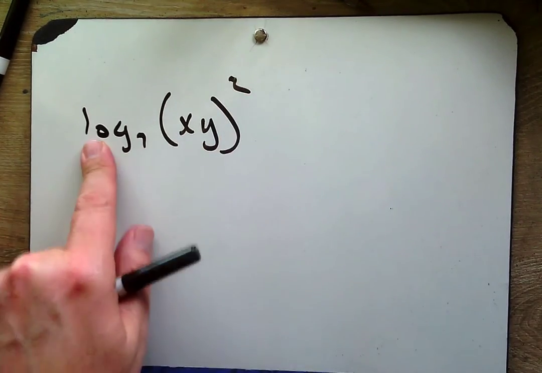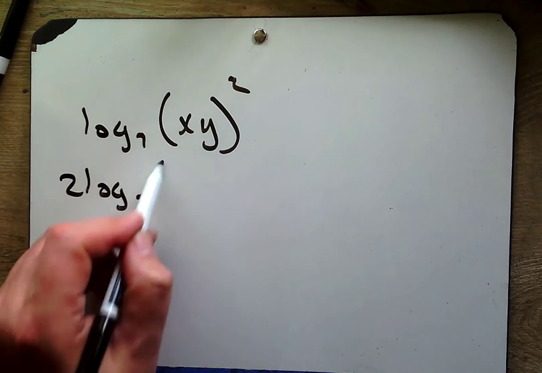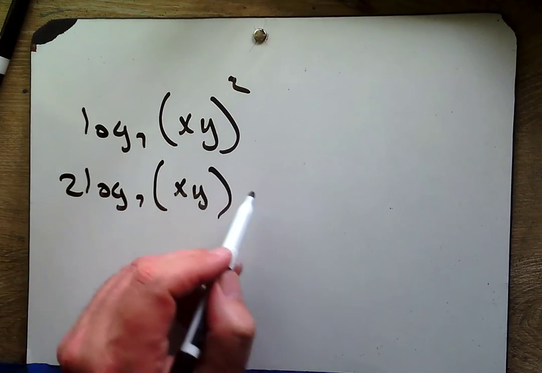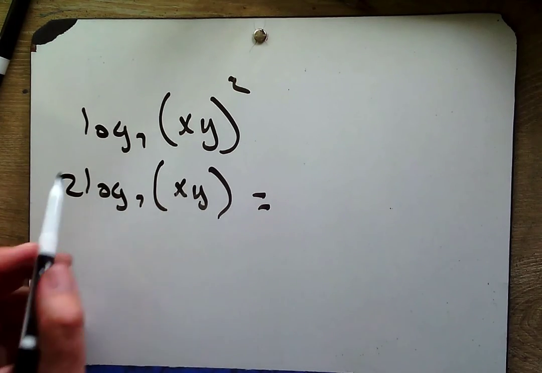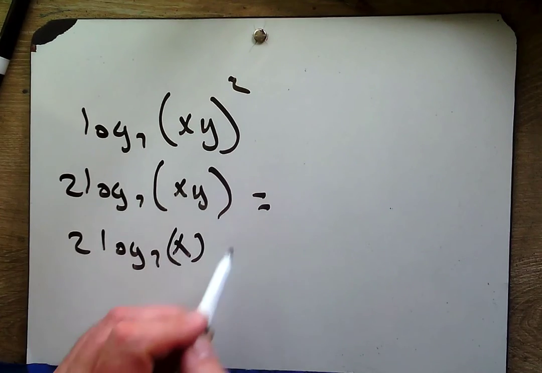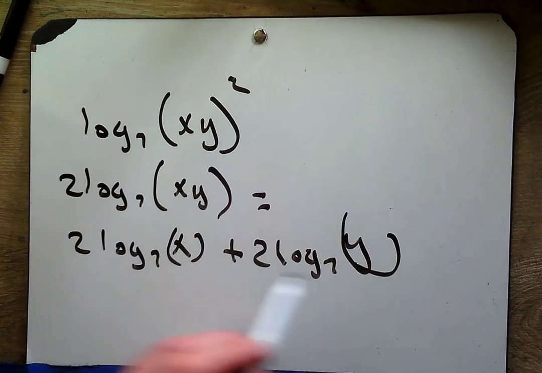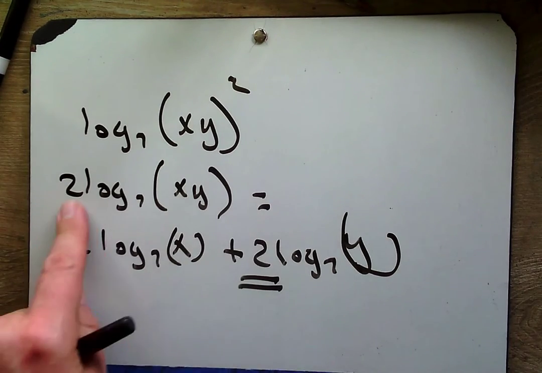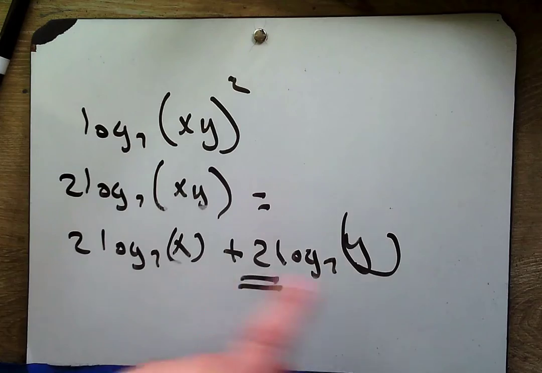In the presence of a log, I can pull that down to log base 7 xy. But wait a minute, I still have a product here. And so I can write this as 2 log base 7 of x plus 2 log base 7 of y. Please notice that this applies to both of these, right?